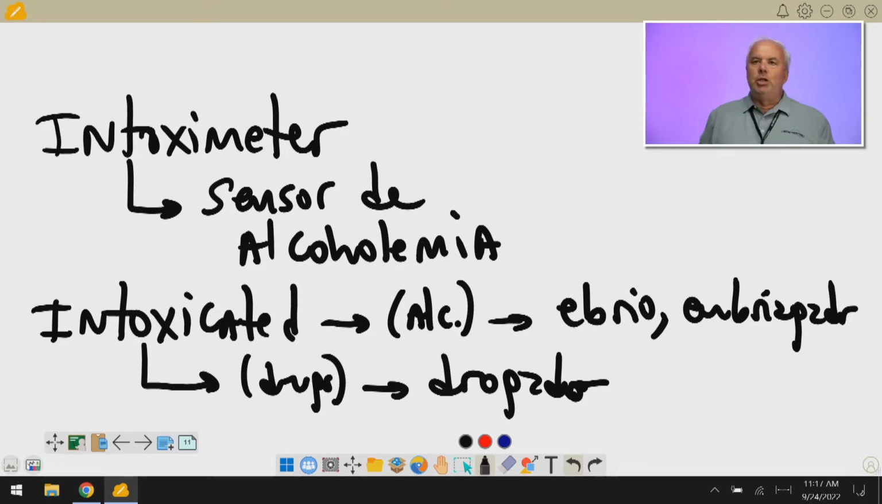So, sir, were you intoxicated when you were driving your car? Referring mainly to alcohol. Señor, ¿estaba usted embriagado cuando conducía su automóvil? If it's drugs, and the question is, were you intoxicated? ¿Estaba usted drogado?